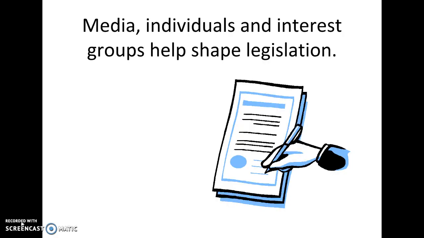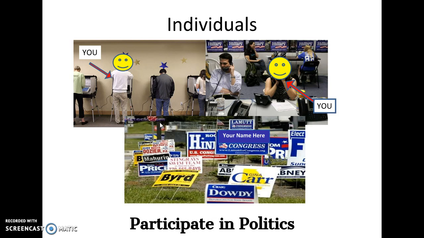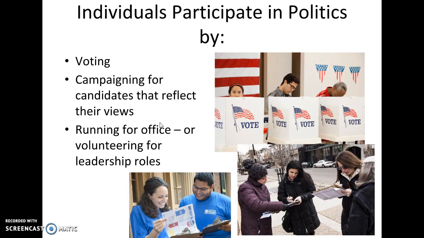In the media, individuals and interest groups help shape legislation. Individuals participate in politics as one of the ways that they can help shape legislation. We participate in politics when we vote, when we campaign for candidates that reflect our views, or when we run for office ourselves or volunteer in leadership roles. Those are all ways that we help influence the laws in our nation.